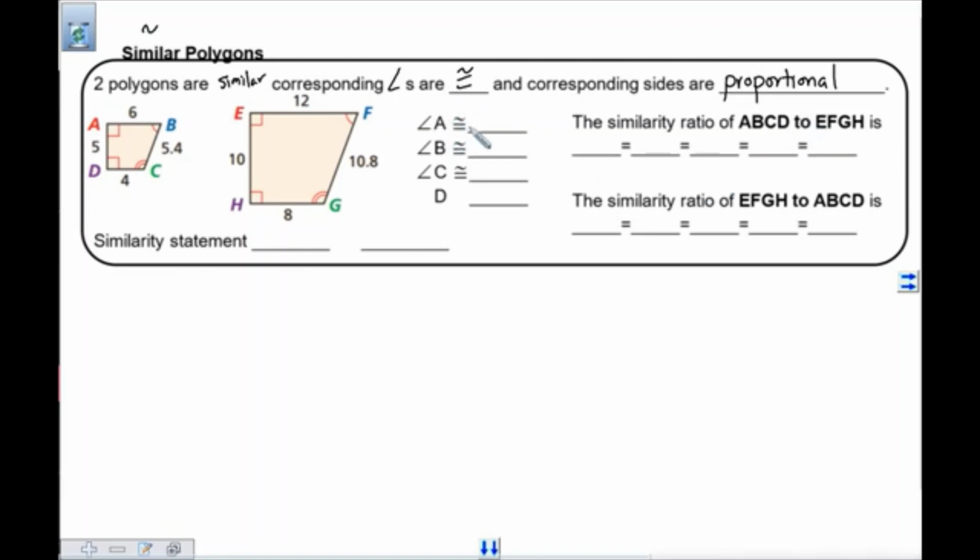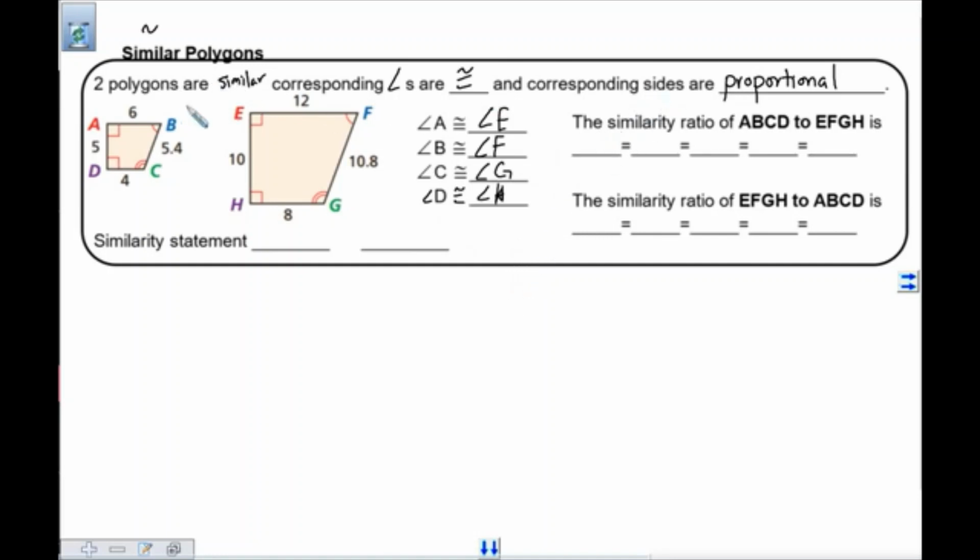So we need to double check which angles are congruent. Angle A is congruent with angle E. Angle B is congruent with angle F. Angle C is congruent with angle G. And angle D is congruent to angle H. So the angles have to be congruent, and then the sides have to be proportional.